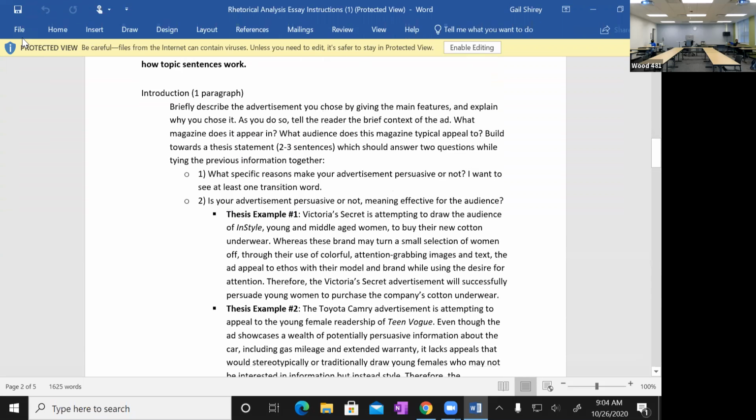So your introduction would be a good sized paragraph. I mean, it's minimum 7 sentences. Does that make sense? It can be more than that. It can be longer than that. It depends on how much you say in the introduction. But 7 good sized sentences.